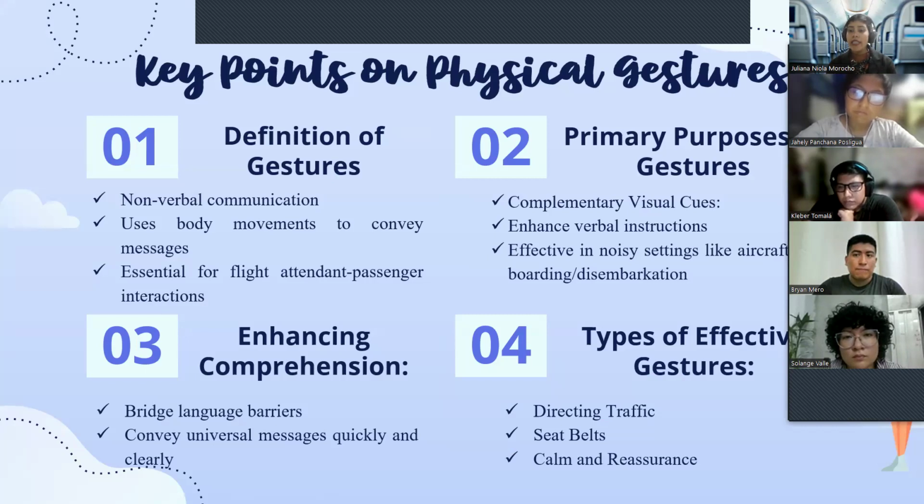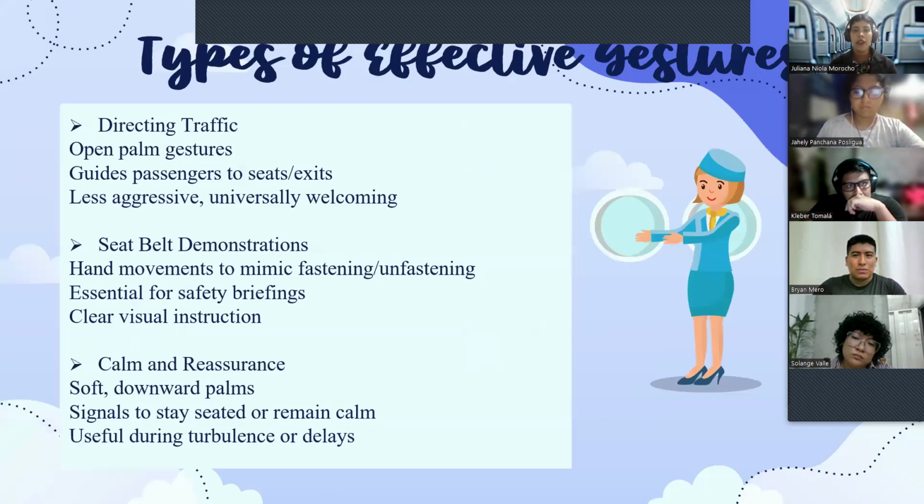Now, we have the types of effective gestures. There are 3 of them, and we are going to focus this class on them. The first one is directing traffic, seatbelts, and reassurance. So now let's take a look at each one of them.